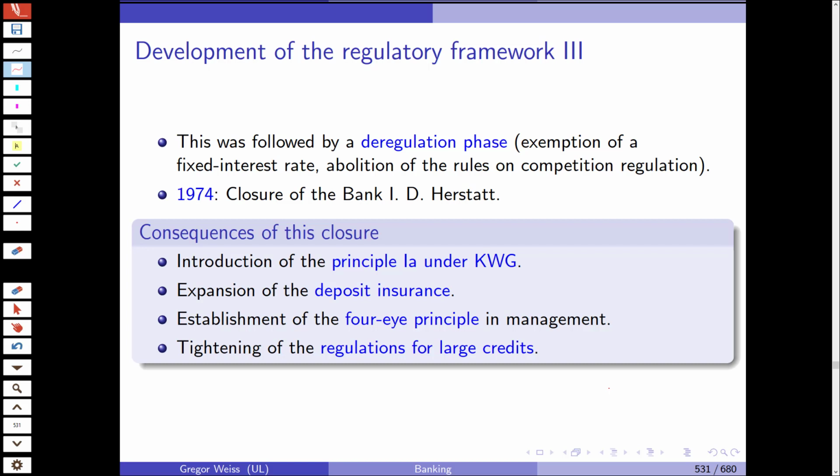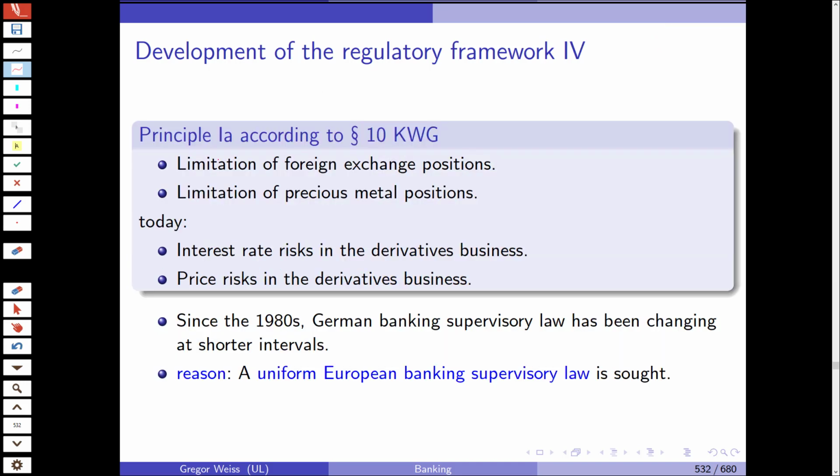And in 1974, the infamous Herstatt Bank went bankrupt. And the consequence of this bankruptcy was the introduction of the Principle 1a under the German Banking Act, Grundsatz 1a. We expanded deposit insurance, we established the four-eyes principle in management, and we tightened the regulations on large credits and large loans. So Principle 1a, according to paragraph 10 of the German Banking Act, said what? It limited foreign exchange positions and it limited precious metal positions.